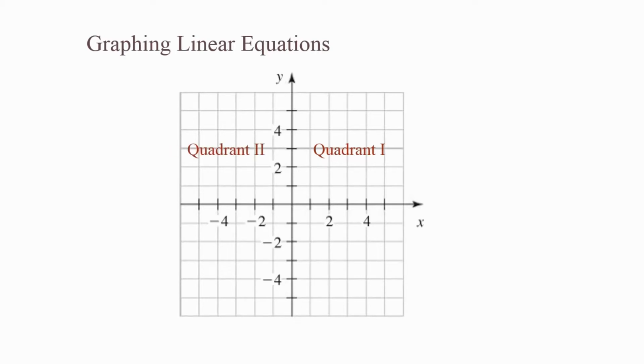Quadrant 2 is in the upper left. Quadrant 3 is in the bottom left. And quadrant 4 is in the bottom right. Each quadrant is labeled with a Roman numeral. When plotting points, you always do so in the format of x, y.